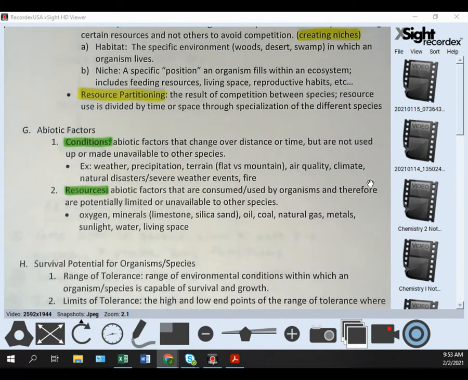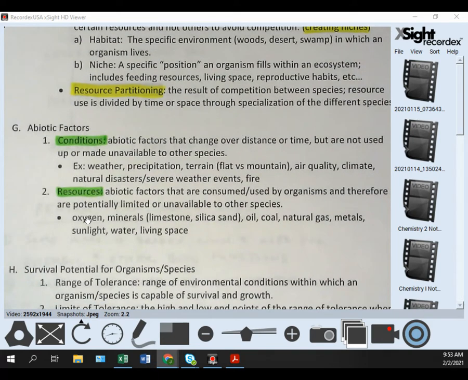The resources are abiotic factors that are consumed or used by organisms and therefore are potentially limited or unavailable to other organisms or species. So, a few of these might seem a little weird. Take for example oxygen. Oxygen in general for most terrestrial animals is not going to be used up. You're not going to use all the oxygen in an area.